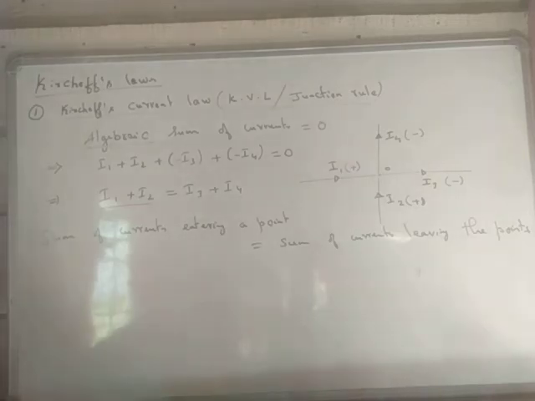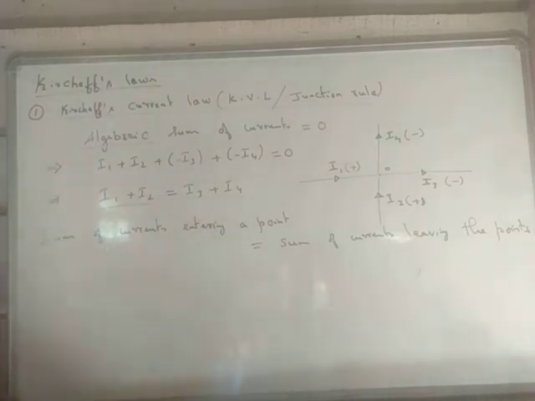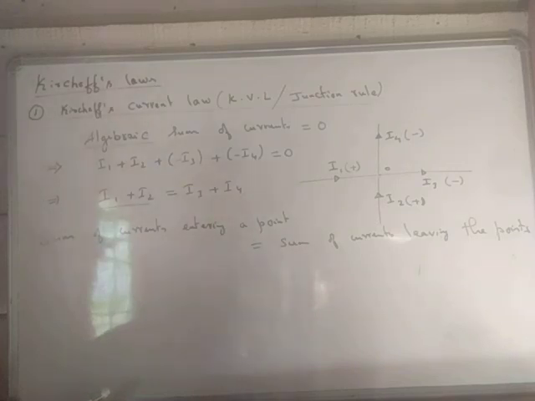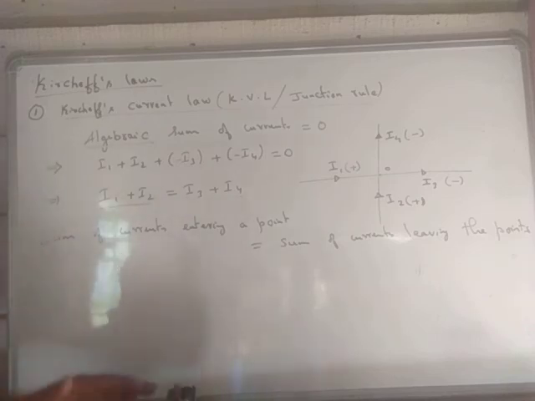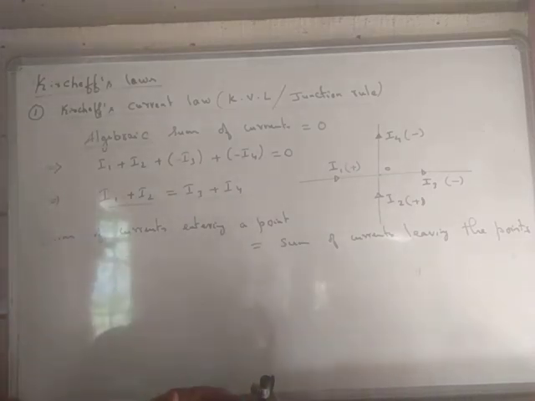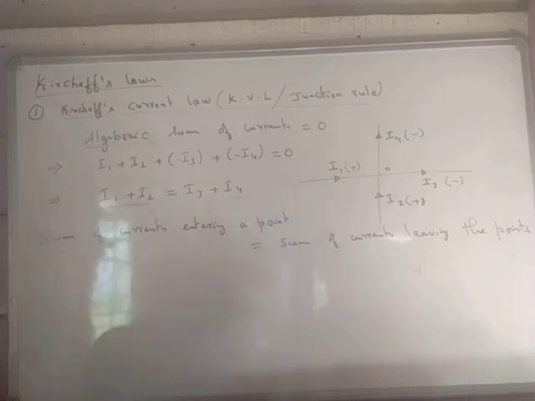Okay, apart from this, when you look at this equation, sum of currents entering a point is equal to sum of current leaving the point. So this means that, because current is actually the flow of electric charge, if the sum of current entering a point is equal to the sum of current leaving the point, it means that the amount of charge that is entering the point is equal to the amount of charge that is leaving the point.